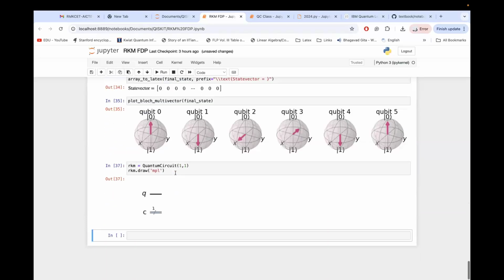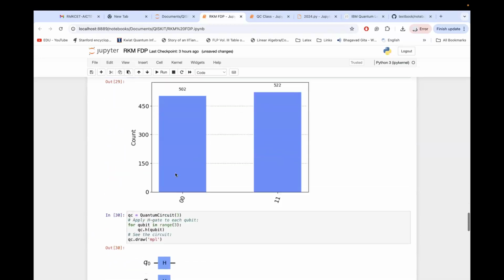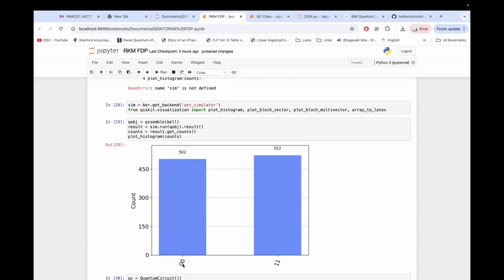So when you measure the system, what are the ways in which we can visualize it? Once you can plot histograms like this, that is going to tell you what the state is: whether it is the 0 state or the 1 state, how many times it has collapsed into the 0 state, how many times it has collapsed into the state 1, and so on.